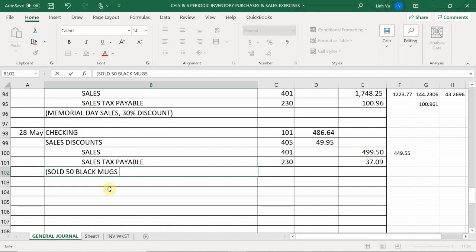Right. We can sell and charge our customers more than what it cost us, right? Because the ultimate goal is we want to make a profit. So in this case, that's what it cost us to purchase those cups. So we sold 50 black mugs to customer C, paid with Visa.